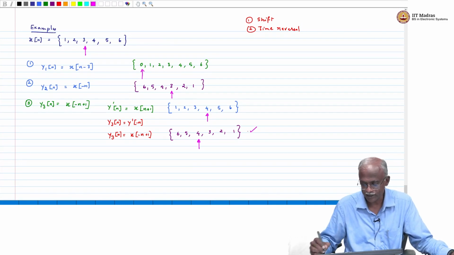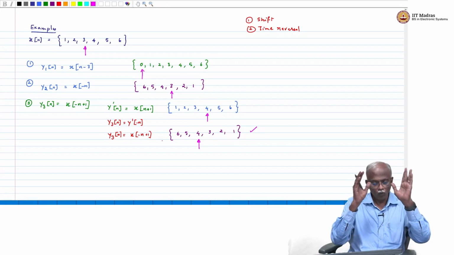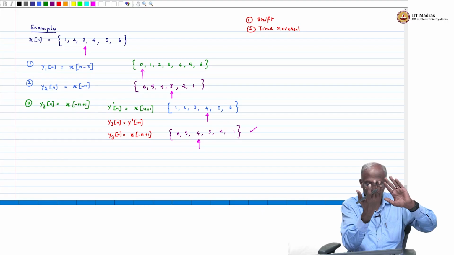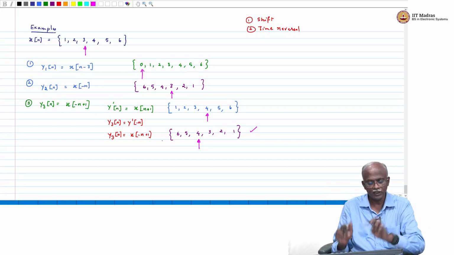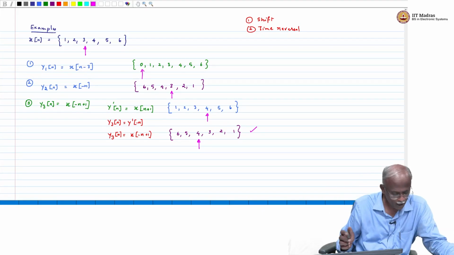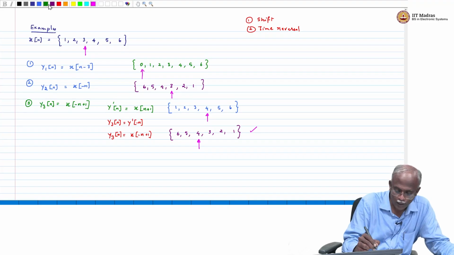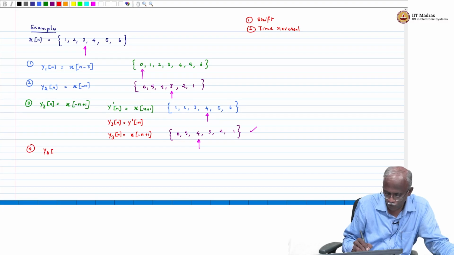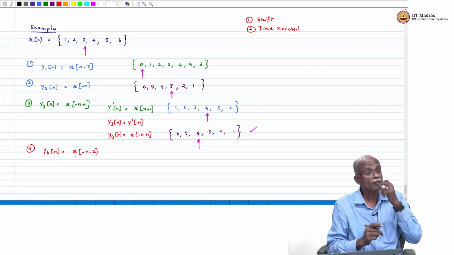So basically, this is the expression that we want. So what did we do? We advanced by one unit of time and then did the time reversal so that we get the correct expression for what we have. Let us try one more. I think it is important that we get this very, very clearly without any confusion. y4 of n is equal to x of minus n minus 2.